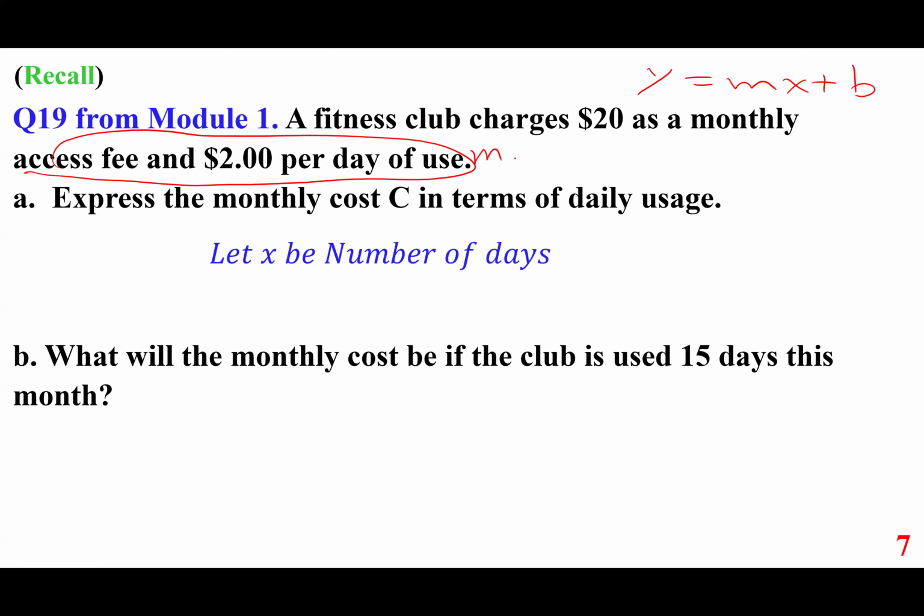The y-intercept, or in this case, the c-intercept, is the fixed monthly cost. So this is the fixed cost. So c of x is 2x plus 20.